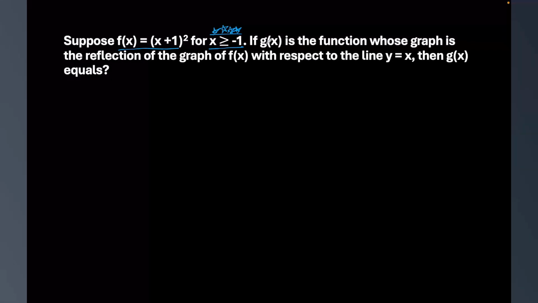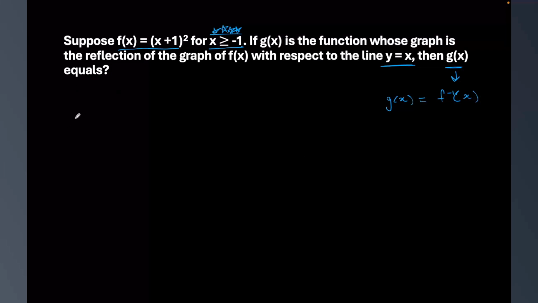Okay, now if g of x is the function whose graph is the reflection of f of x with respect to y is equal to x, then g of x is what? Well, in simple English, it's literally asking for the inverse of f of x, right? It's literally saying that g of x is the inverse of f of x. Okay, so let's get started really quickly.